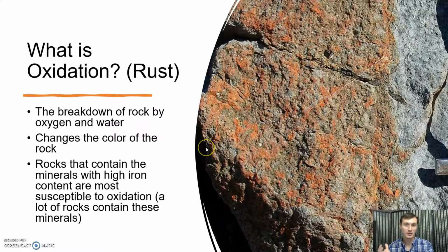This is what happens whenever you have a rock that is exposed to oxygen and water for long periods of time. And it's the same process that you would get for regular rusting of something. And just like with regular rust, it's going to change the color of the material, in this case the color of the rock. And just like with normal rust, it's going to mostly happen whenever you have a rock that has a lot of iron in it.